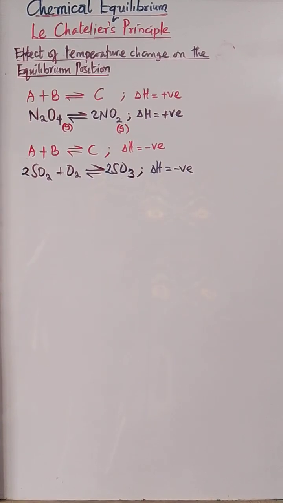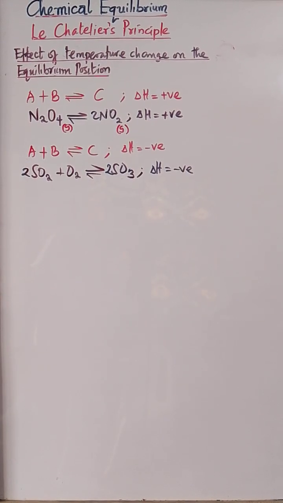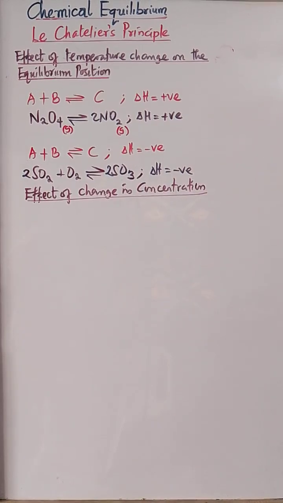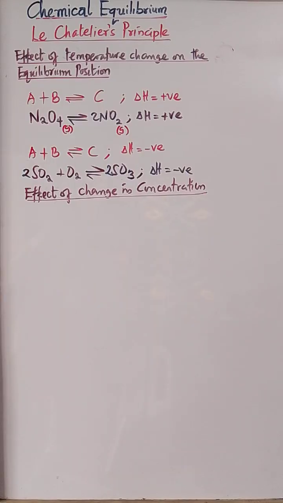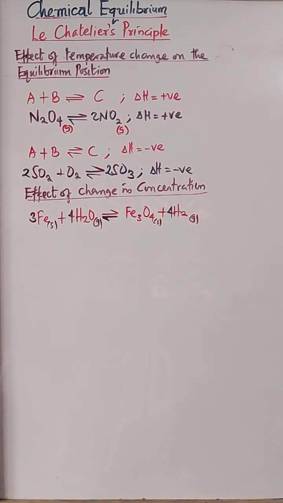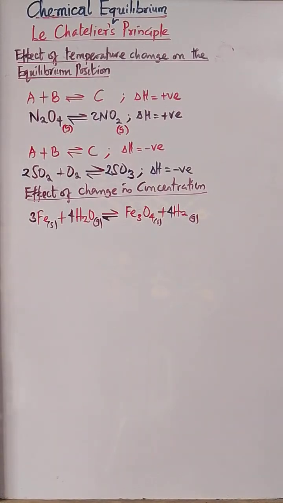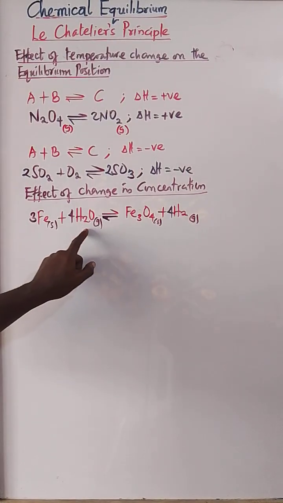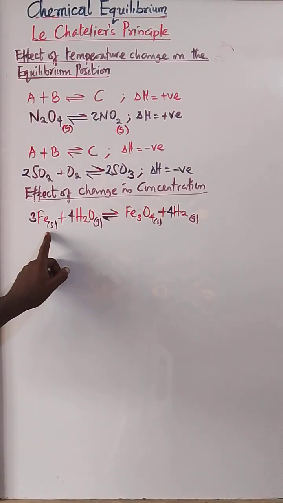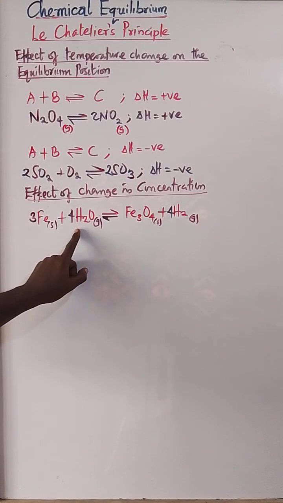Now let's move to the effect of change in concentration on the equilibrium position. Let us consider the equation, the oxidation of iron. Now look at this particular reaction. When we are dealing with the effect of change in concentration, we are less concerned whether it's endothermic or exothermic. We assume other conditions are constant. If we increase the concentration of steam, that is, iron passes through more steam, the position will shift to the right.